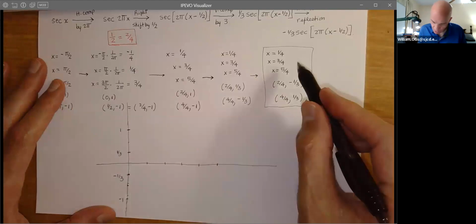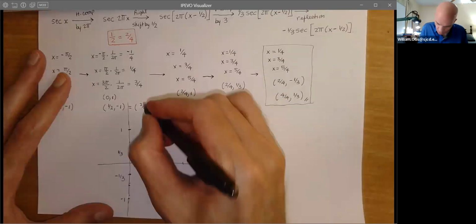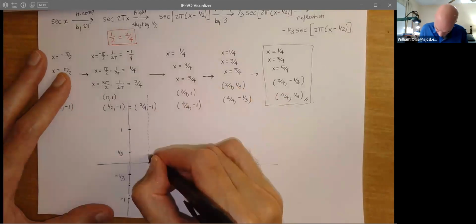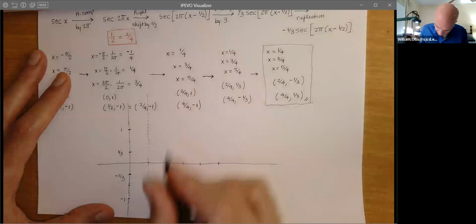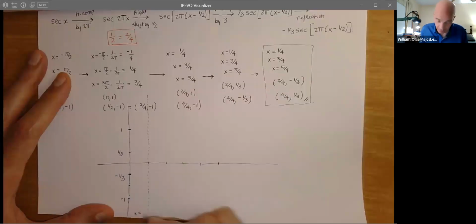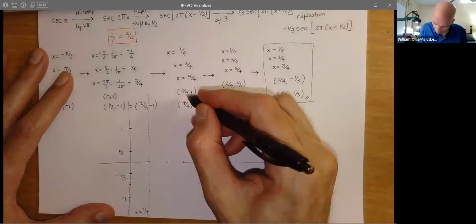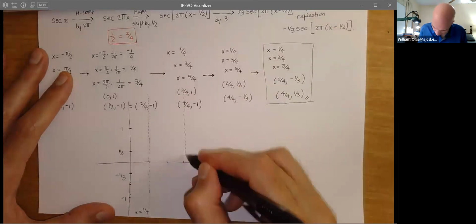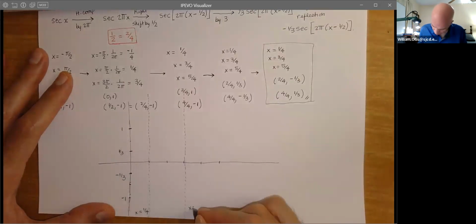So now the vertical asymptotes we have, let's see, 1, 2, 3, 4, 5. So we've got a 1/4 and a 3/4. So let's go ahead and draw this one in. So this gives us x equals 1/4. And then the 3/4. So we have x equals 3/4. And then the 5/4.